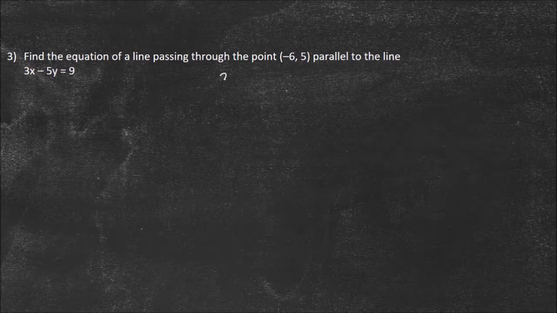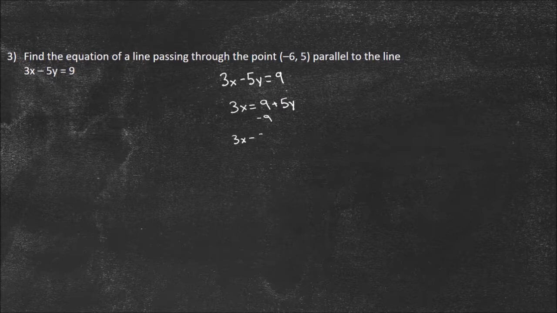So 3x minus 5y equals 9. If I'm trying to find a parallel line, my first step is to find the slope of the original because I know that has to be the slope of the new one. So 3x equals 9 plus 5y. I'm going to subtract the 9 to the other side. I get 3x minus 9 equals 5y. I'm going to switch sides and divide by 5, just because I like to have my y first. So it's going to be y equals 3/5 x minus 9 over 5. That looks good. Okay, so the slope of my new one I know has to be 3/5.